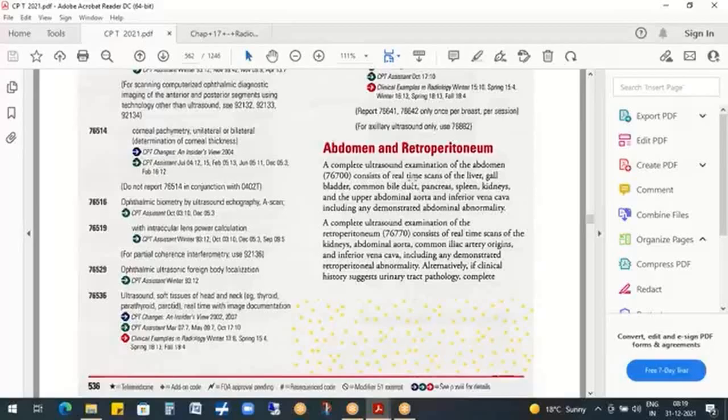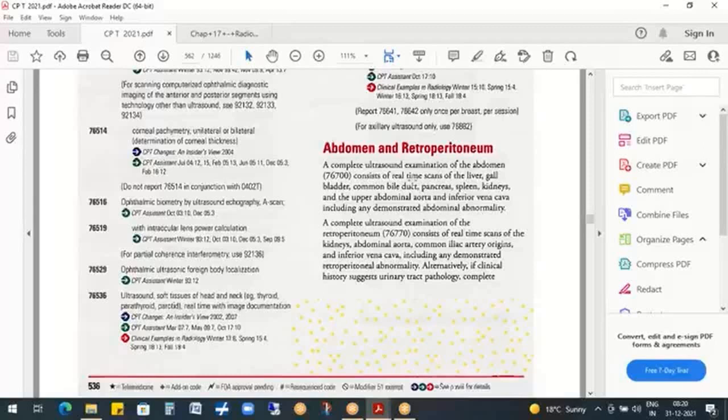Write down. To code ultrasound of abdomen as complete. First point: 8 organs must be documented.